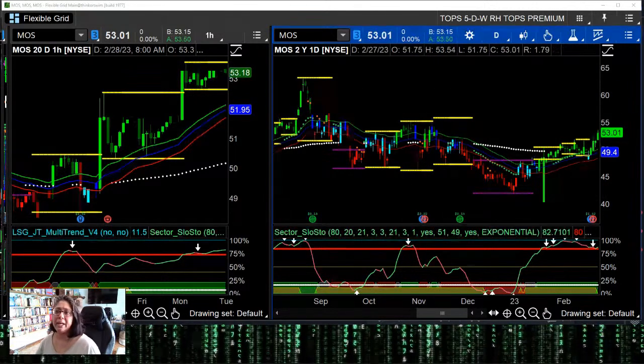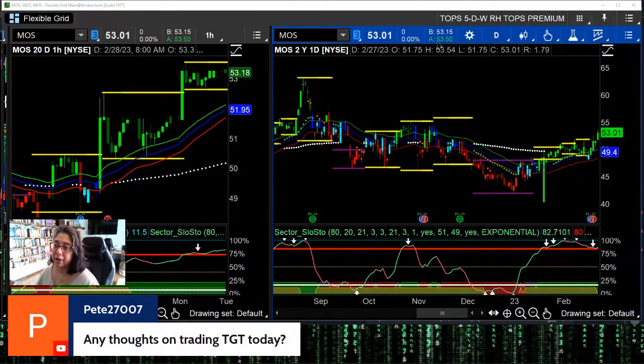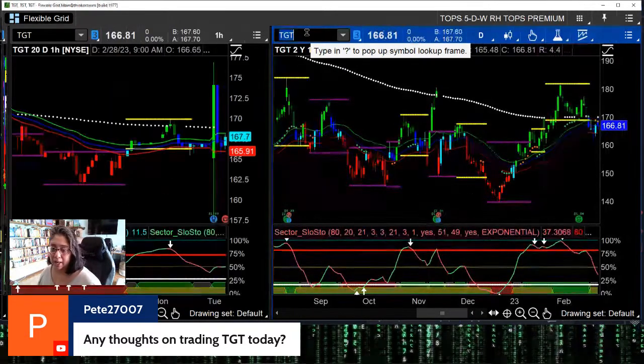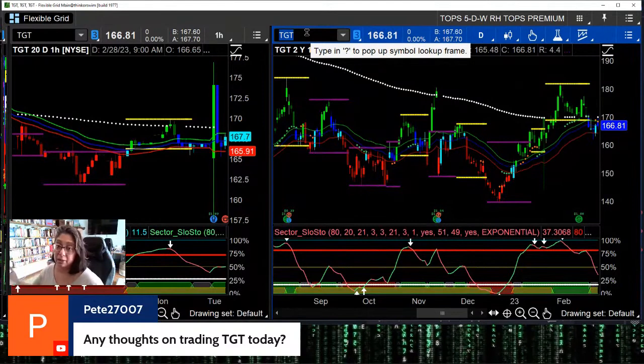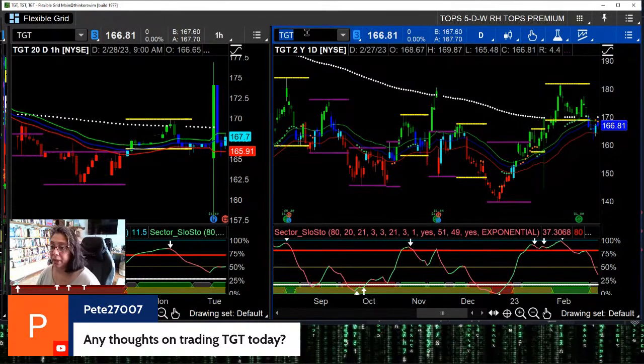But I'd be concerned about follow through to the upside until we get a little bit better clarity on the trend. Thoughts on TGT? And by the way, gang, notice all of that was automated. That's the reason we can do these quickly. That's the reason we can do these in a very systematic way. What are my thoughts on Target?